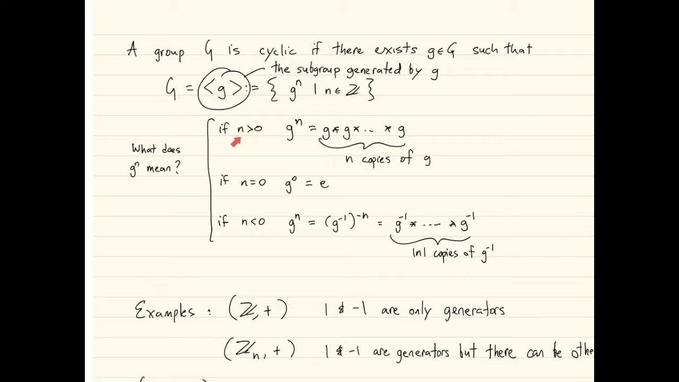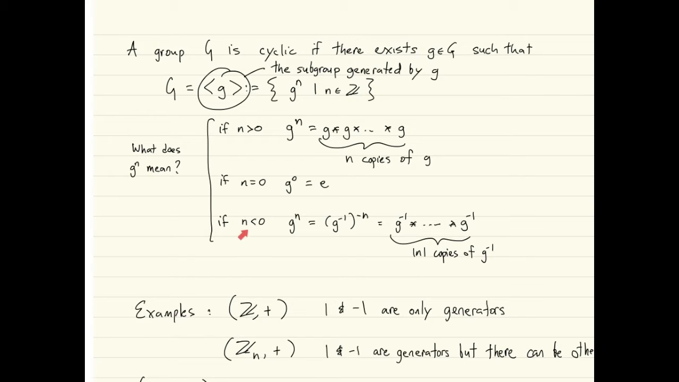So first of all, what do the powers of this element g mean? Well, if n is a positive integer, then g to the n is just g star g star g, where there's n copies of g, and asterisk or star is whatever the group operation is. If the group operation is addition, then you're adding. If it's multiplication, then you're multiplying. If n is 0, then g to the 0 is the identity element. Usually, the identity element is either 0 when the group is written additively, and 1 if the group is written multiplicatively.